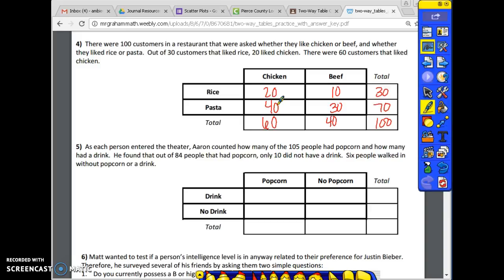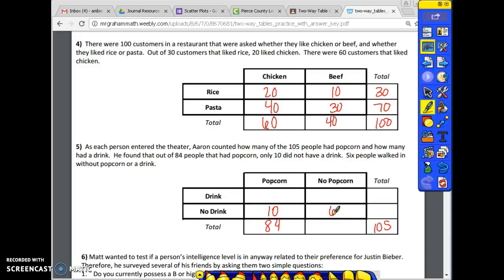Look at number 5. As each person entered the theater, Aaron counted how many of the 105 people, that's our total, had popcorn and how many had a drink. He found that 84 had popcorn. So our total for popcorn is 84. Only 10 did not have a drink. So 10 of these 84 that had popcorn did not have a drink. 6 people walked in without popcorn or a drink. So no drink and no popcorn is 6.